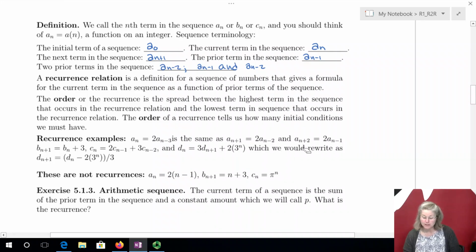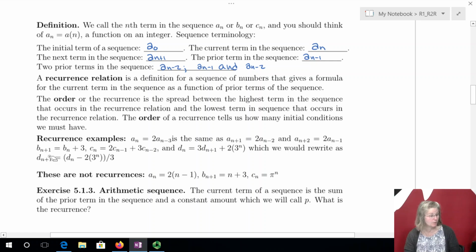Likewise, the relationship a_(n+2) is equal to 2a_(n-1) is the same as this relationship and the same as this one. If I replace that n with n+2, I would replace that n with n+2, and if I take n+2 minus 3, I would get n minus 1. Likewise, another recurrence is b_(n+1) is b_n plus 3.